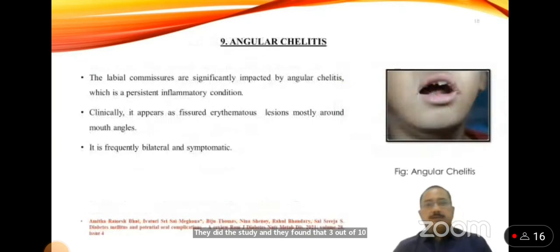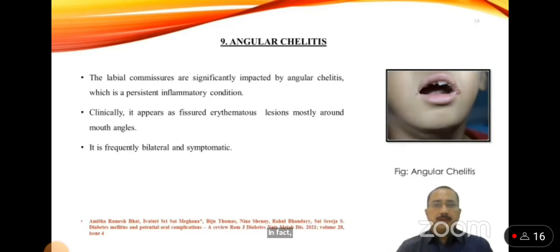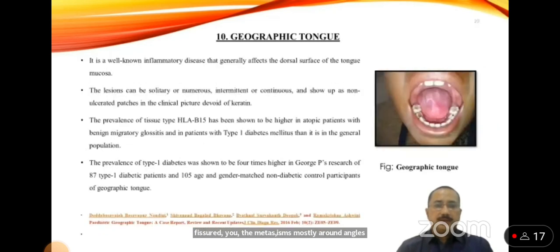Angular cheilitis is also one of the common complications due to impaired healing. The labial commissures are significantly impacted by angular cheilitis, which is a persistent inflammatory condition, and clinically it appears as fissured erythematous lesions mostly around the mouth angles. It is frequently bilateral and symptomatic.